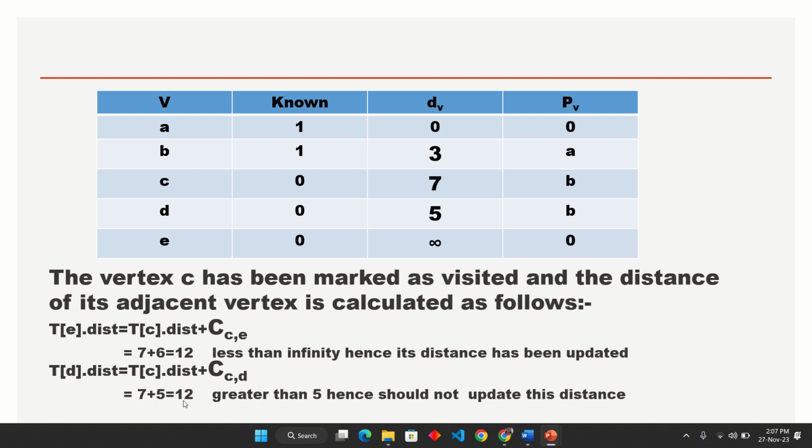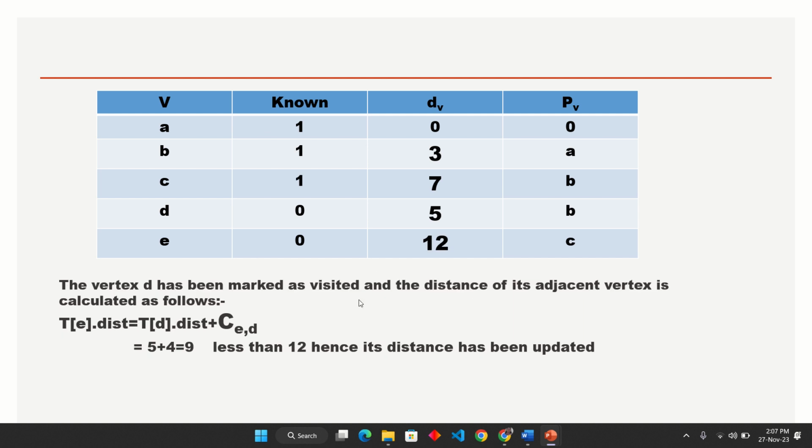So now the value is 12, but it is greater than this one. So we should not update this one. If the value is less than the previous distance, only then can we update that distance; otherwise we should not update that one. Okay. So after this one, the table column will be like this.